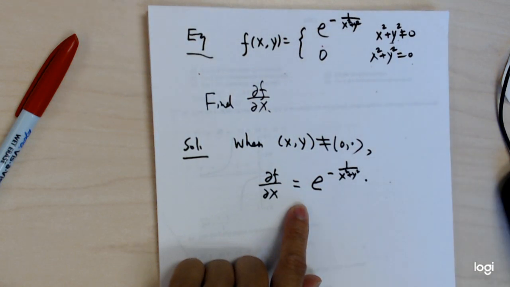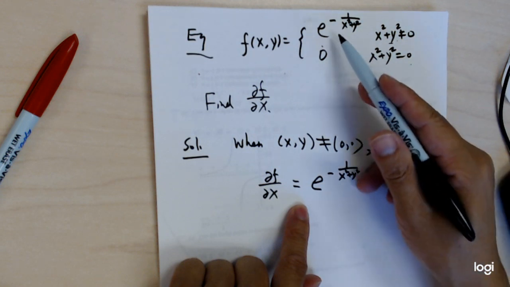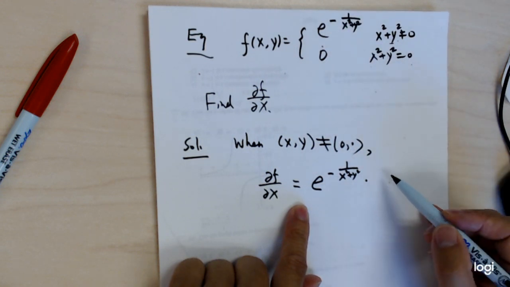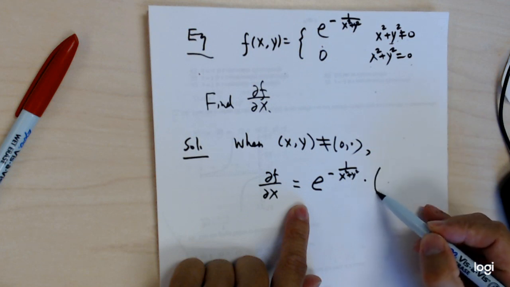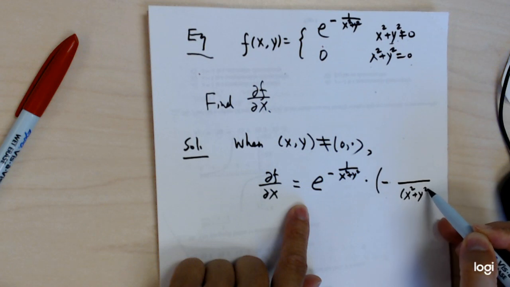Times by, you try to differentiate this guy with respect to x. All right? So there's a negative sign in the front. We're going to square the denominator.